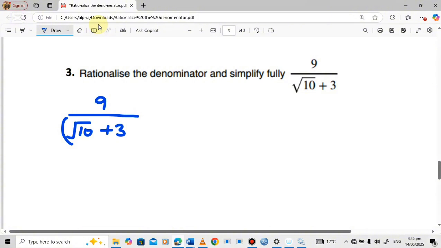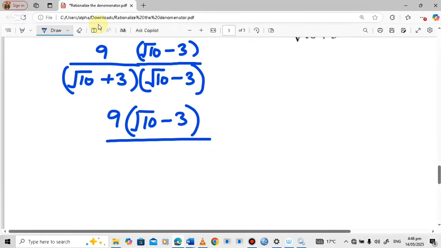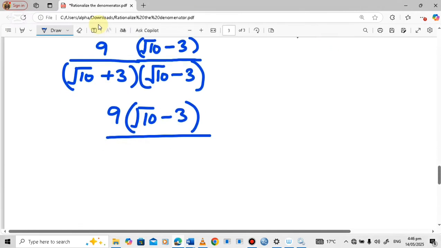So we are multiplying this denominator by its conjugate by saying the square root of 10, then where there is a plus here we're going to put a minus 3. So what we've done on the denominator, we also do on the numerator. So we have the square root of 10 minus 3, like this. So what we'll have is 9 times the square root of 10 minus 3 over what is on the denominator, which can be expanded and simplified in the same way that we simplify algebraic expressions.